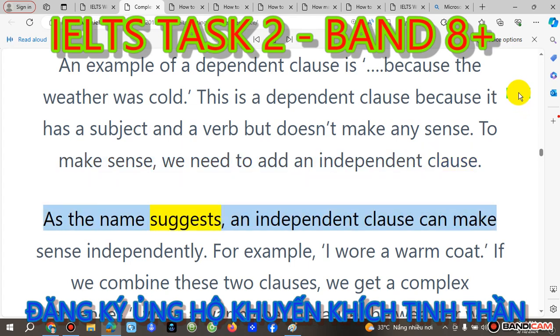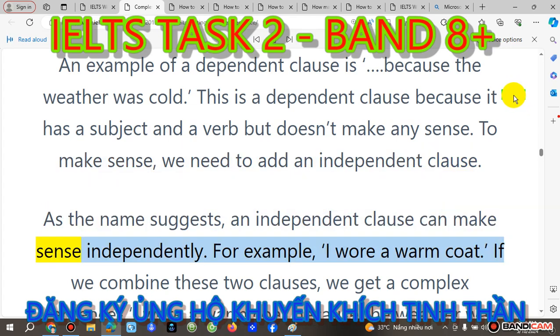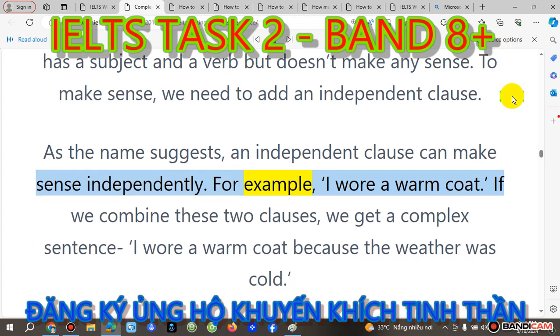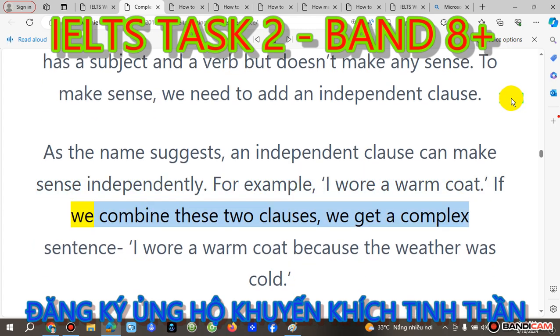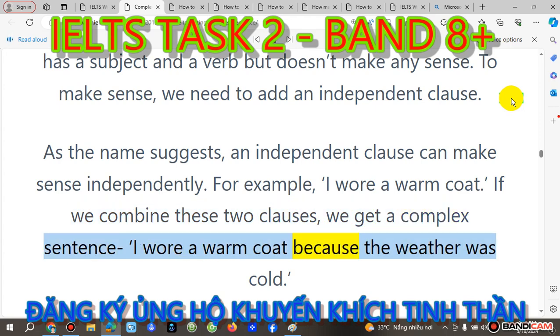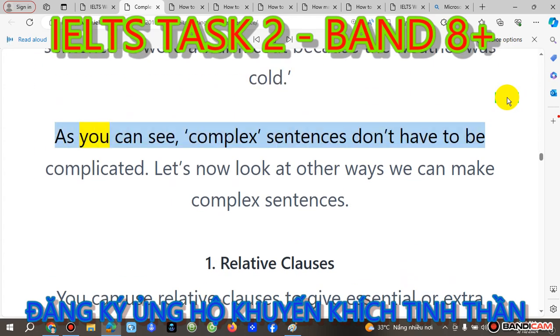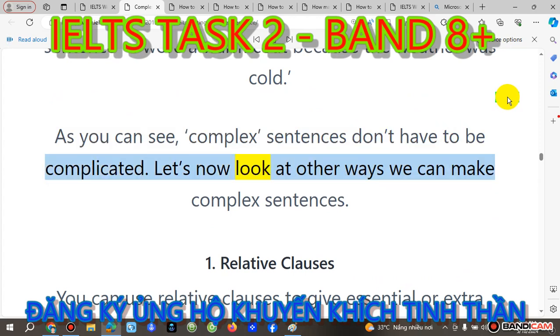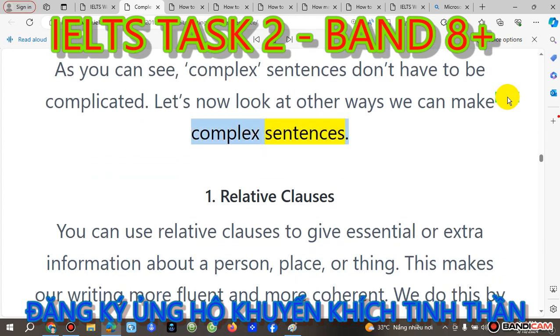As the name suggests, an independent clause can make sense independently. For example, I wore a warm coat. If we combine these 2 clauses, we get a complex sentence: I wore a warm coat because the weather was cold. As you can see, complex sentences don't have to be complicated. Let's now look at other ways we can make complex sentences.